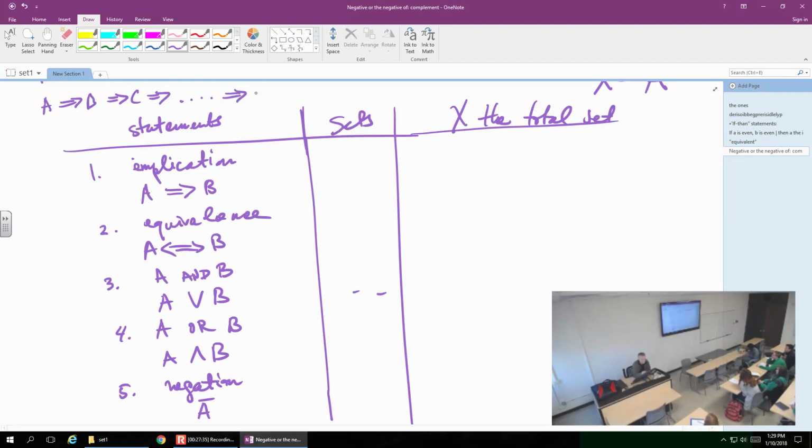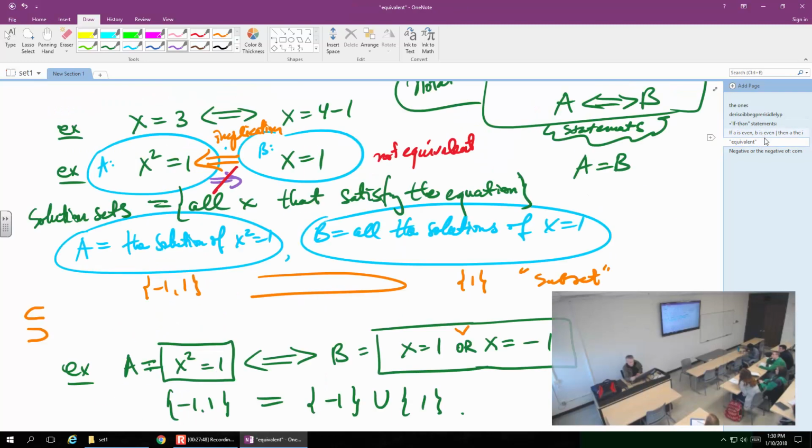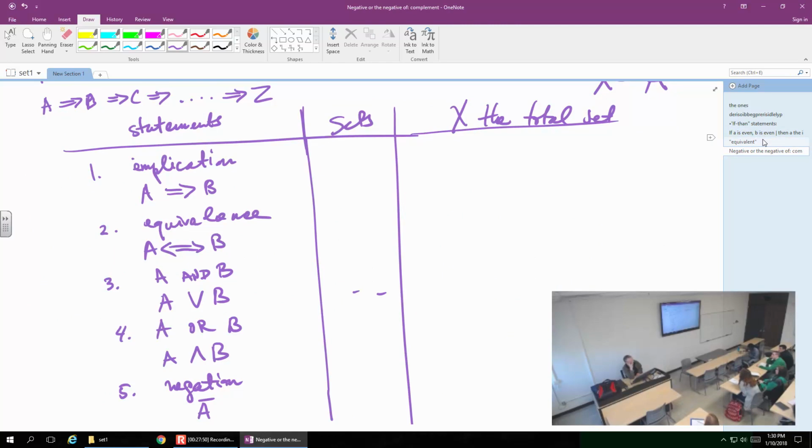How long that sequence of statements is, is unknown ahead of time, but if Z is false, then A is false. You can have a truth table for that one too. So there's a truth table for every one of them. But let's do examples first.